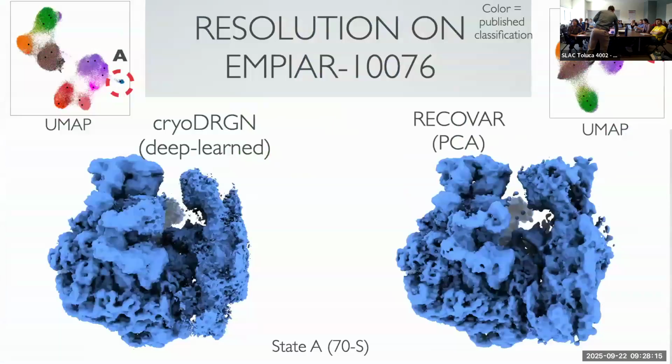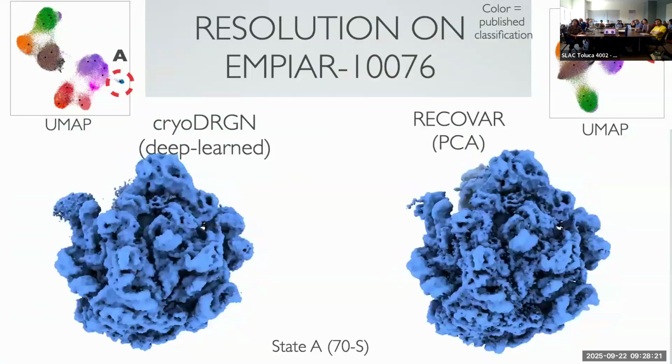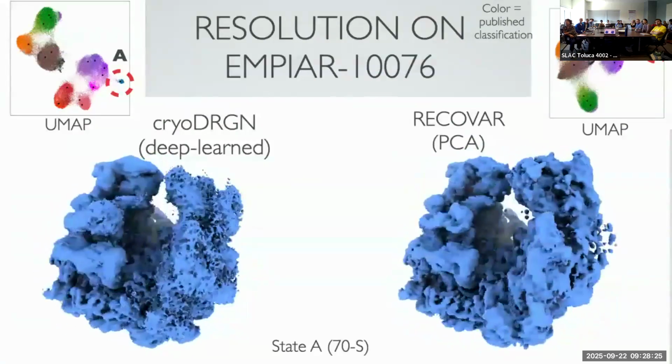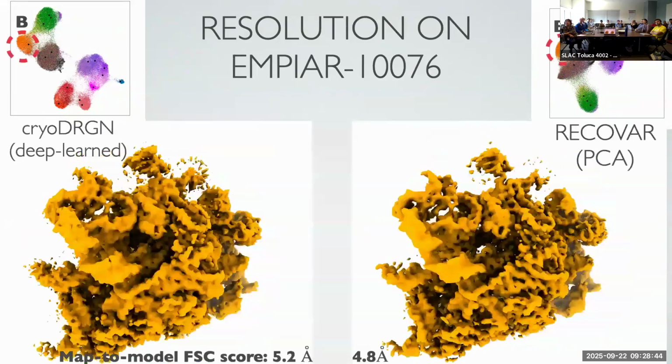So here's what it looks like on a real data set. This is a ribosome data set where what I'm showing you in the corner is two embeddings, one recovered by a deep learning method called Dragon and one by ours. And actually in this data set, both methods do very well. They can recover the embedding quite well. We have a good idea of what the labels on the images are for this data set, so we can test that. And here's a different state from the same data set.